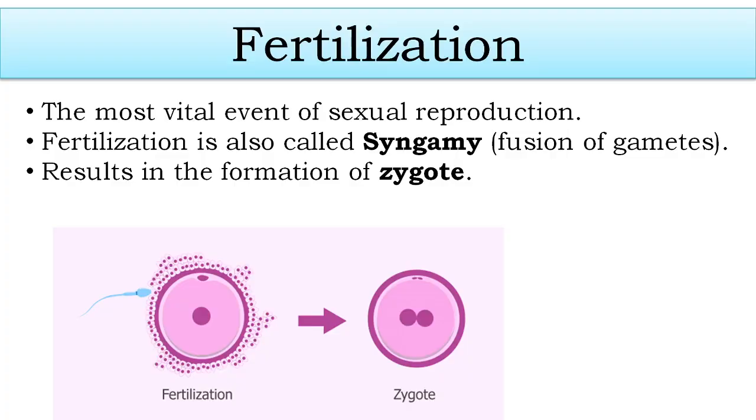Now, the first one is fertilization. What do we mean by fertilization? Fertilization means the process in which there is fusion of two gametes. It is the most vital event of sexual reproduction, the most important event of sexual reproduction. And fertilization is also called syngamy. So these two terminologies are the same, they are synonymous.